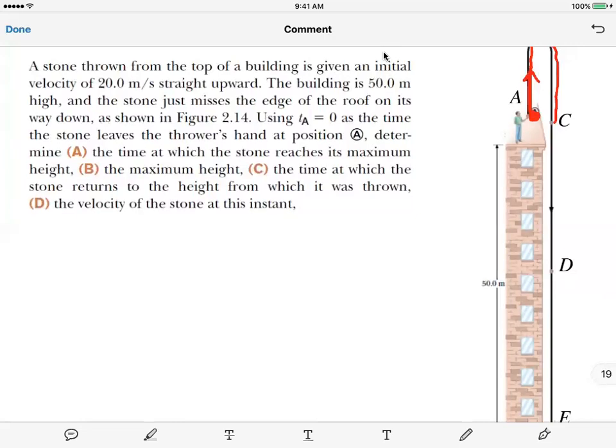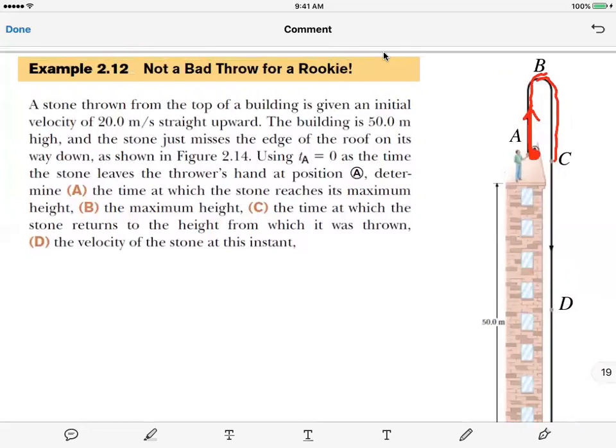So actually, what happens is that the ball goes up, reaches the highest point, and then when going down, it just passes next to the roof of the building, but doesn't collide with it. So it just goes straight downward. Using the initial time t_A equal to 0, as the time the stone leaves the thrower's hand at position A, you have to determine different variables. First of all, the time at which the stone reaches its maximum height. So what is the time t when the ball reaches point B?